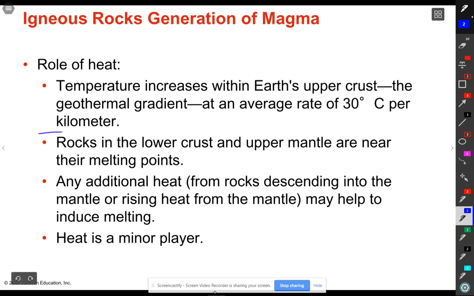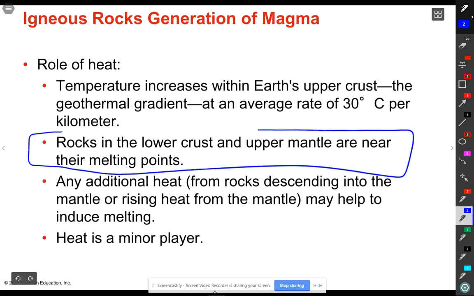So here is the reason why I was not just saying magma with Bryson's statement. Rocks in the lower crust and upper mantle are near their melting points. So they're not really molten, but they're near. So they're in the stage where you can metamorphize.